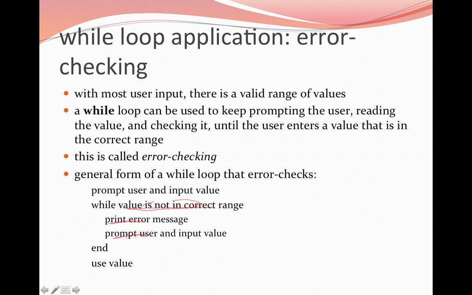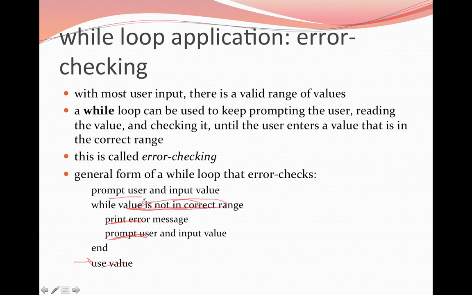So we keep going in the action as long as the user is typing in incorrect values. The way we get out of that is when the user actually does type in something that's valid. So that gets us out of the loop and we'll actually use the value that they entered. So it's important to see that we're prompting the user and reading in the value before the while loop and also at the end of the action of the while loop because we need a new value to check every time we evaluate this condition in the while loop.